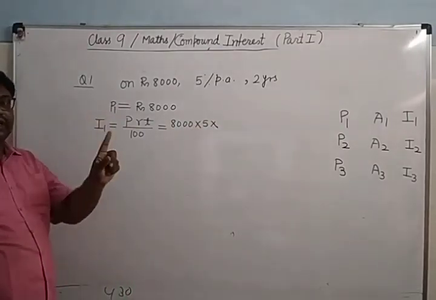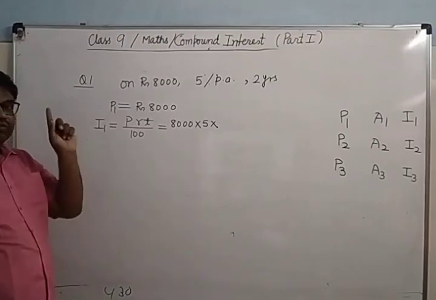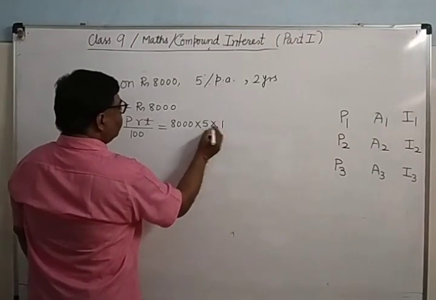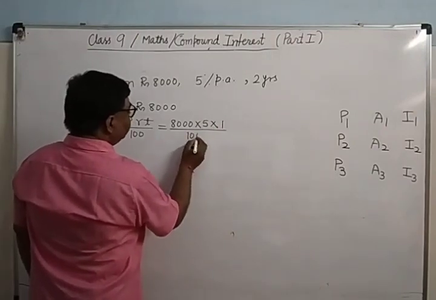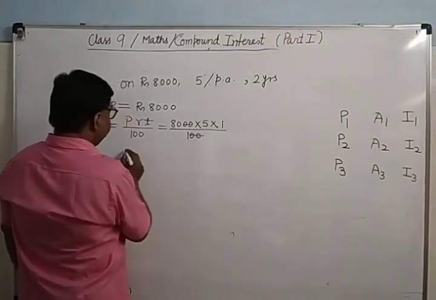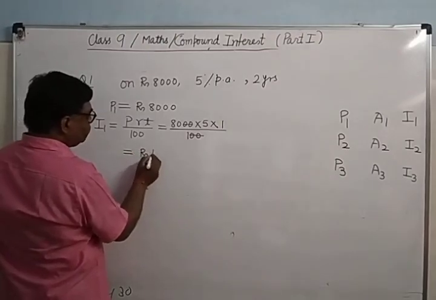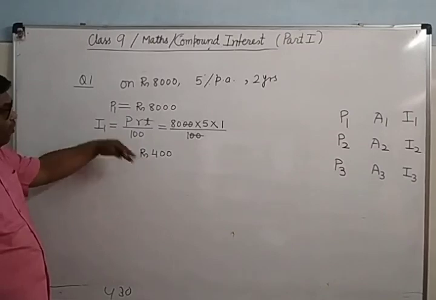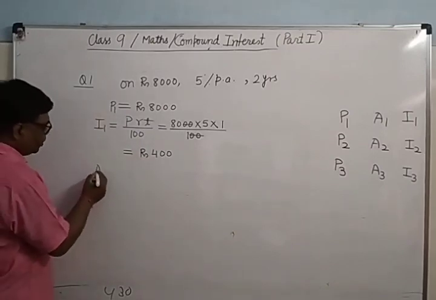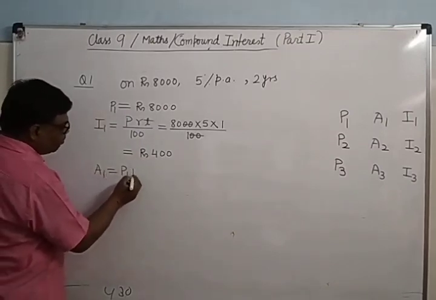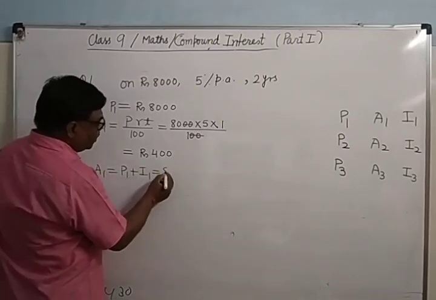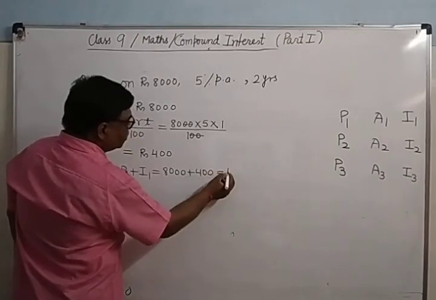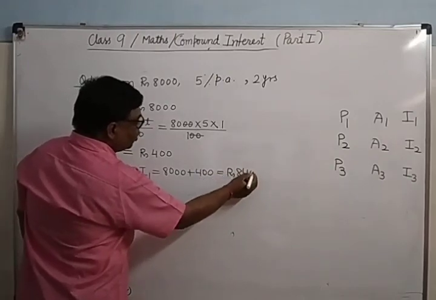First year means 1 year. Second year means 1 year. Third year means 1 year. So it will be 1. Everywhere it will be this. So it will be equal to rupees 400. Now we will find out the amount. So what is the amount? It is P1 plus I1, that is 8,000 plus 400, that is equal to rupees 8,400.